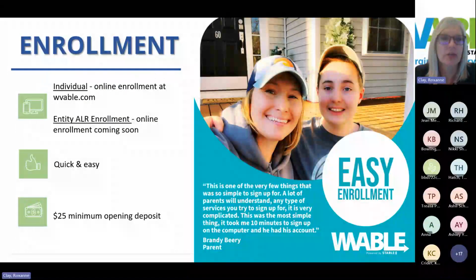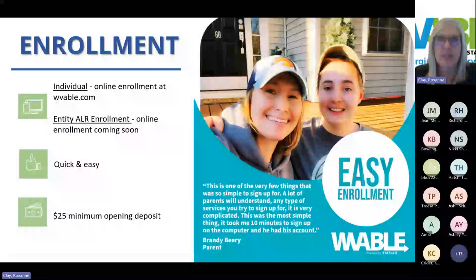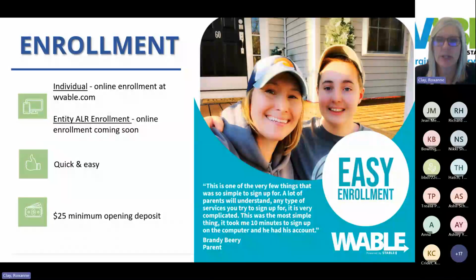So let's talk about enrollment. Our standard enrollment to enroll an individual beneficiary is completed online. And then for Entity ALR enrollment, note that an online enrollment platform is coming soon. Now, enrollment starts at the home page of the WVABLE.com website. You locate the Open an Account button. This takes you to a gateway page for Vestwell, who is our plan manager. This then leads you to the STABLE Account Plan enrollment page.